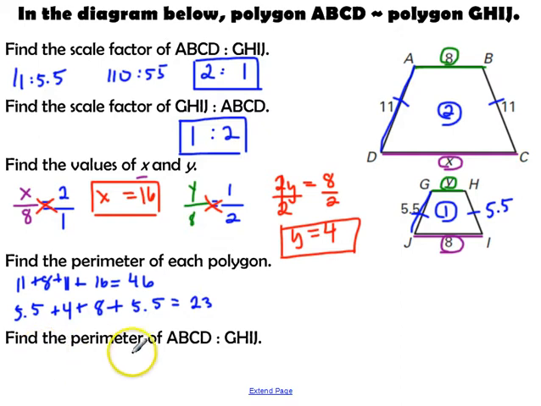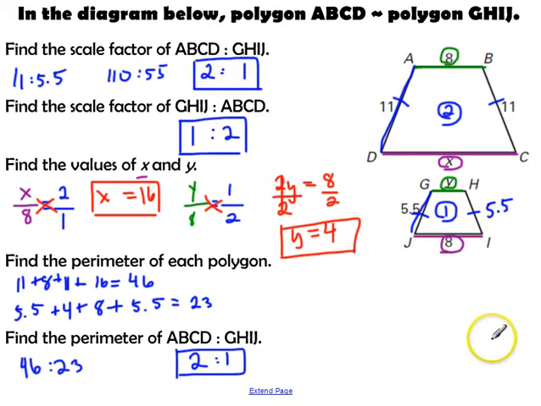And that gives us a grand total of 23. So then we need to find the perimeter of ABCD to GHIJ. So if you compare the perimeter of ABCD to GHIJ, that reduces to 2 to 1. And again, if you really look closely, this is the same ratio as the scale factor of ABCD to GHIJ. And that's the theorem that we talked about on the page before we did this example.